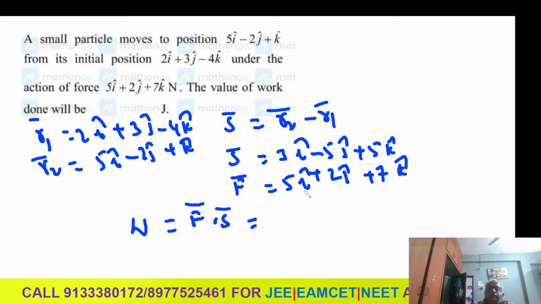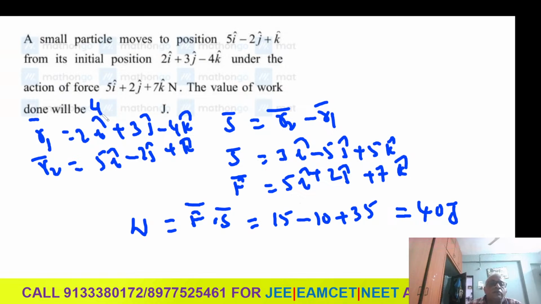Once again I'm telling: 5 into 3, 15. I cap dot I cap: you multiply i to i, j to j, k to k. 15 minus 10 plus 35. 15 minus 10 is 5, 5 plus 35 is 40. You are going to get the value of work done: 40 joules. Work done is equal to 40 joules, an integer type question. It's a very easy question. An EAPCET level question, JEE Main level question. Work done is equal to F dot S, the only thing is S bar is not given directly; it is R2 bar minus R1 bar.